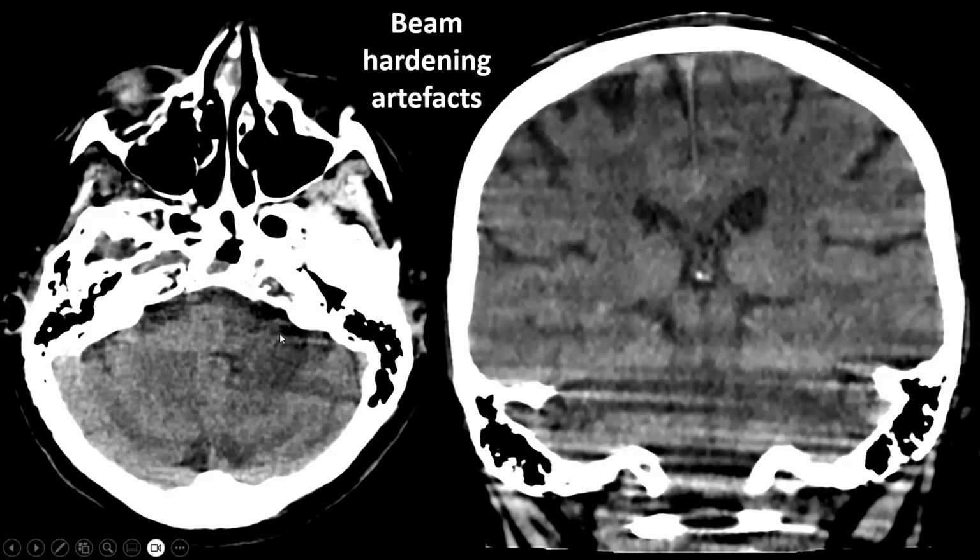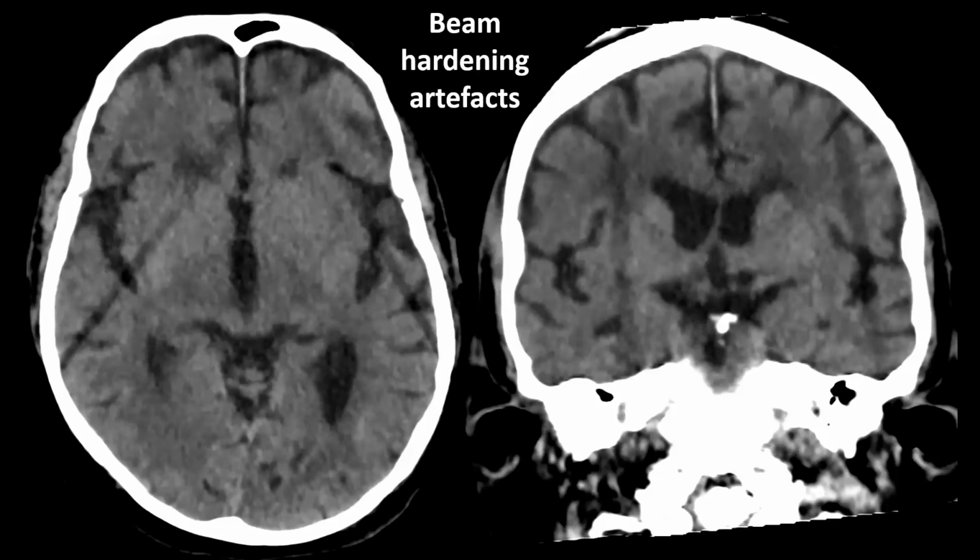Here's another example. This looks hypodense on the axial image. You might confuse it for pathology, but if you compare it with the coronal image, we see that there is a lot of beam hardening going on between the very dense temporal bone on both sides. Typical location for beam hardening artifacts, the brainstem, sometimes making the detection of a small brainstem infarction very difficult.